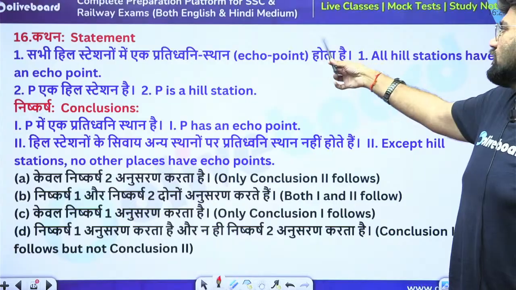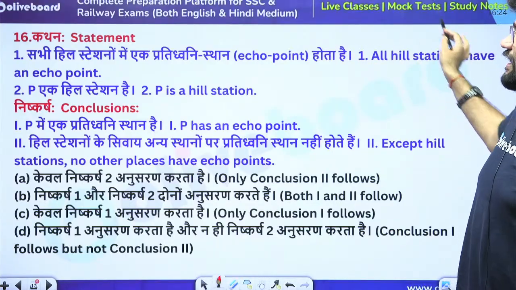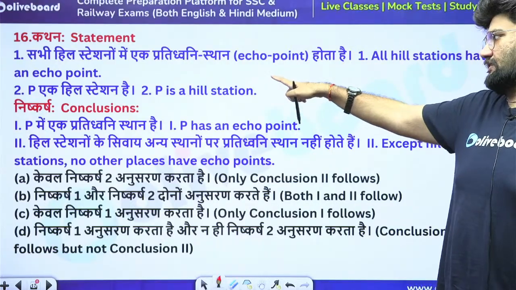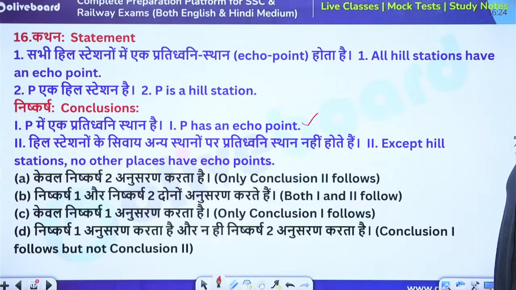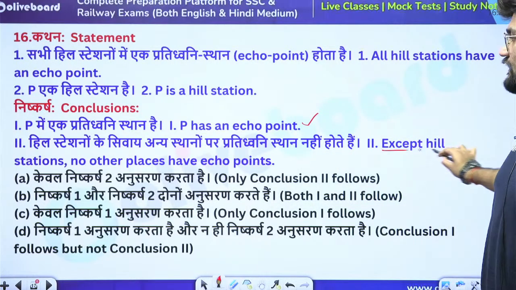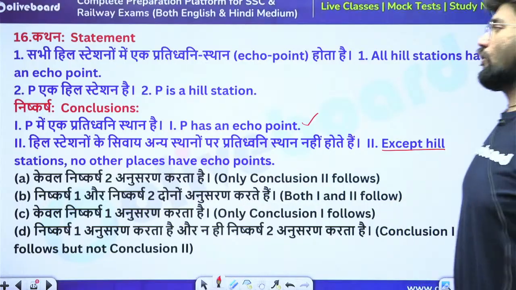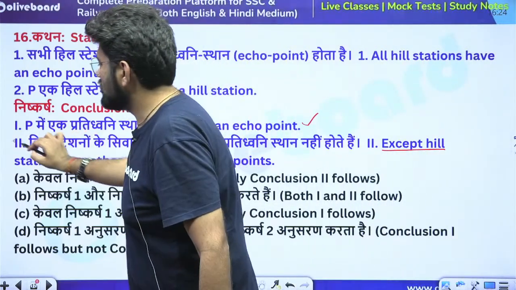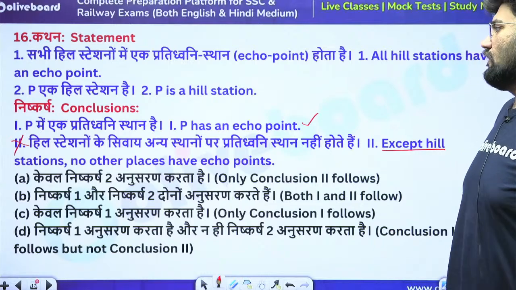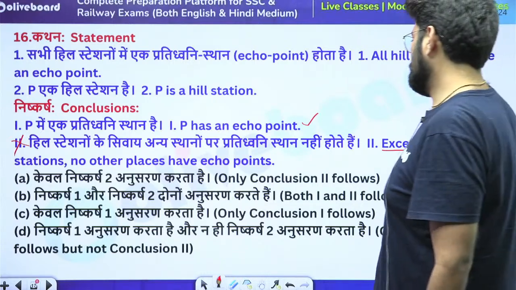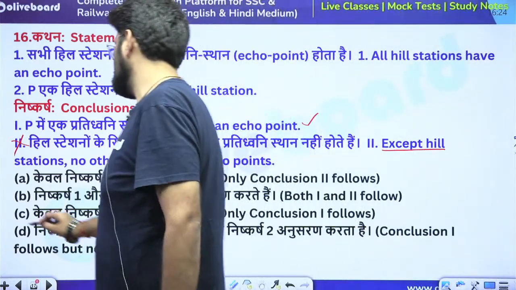Though if you observe carefully, all hill stations have an echo point and P is a hill station. That means P has an echo point. Is that right? Can I conclude that? Obviously I can. But except hill stations, no other places have echo points. Neither my statement is pointing towards that nor anything is implicit about it. Okay. So only conclusion 1 will follow. That is option C.